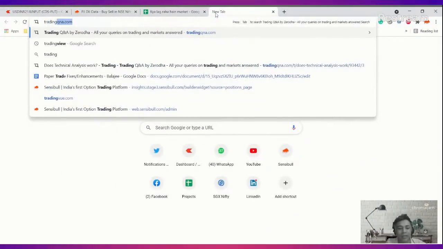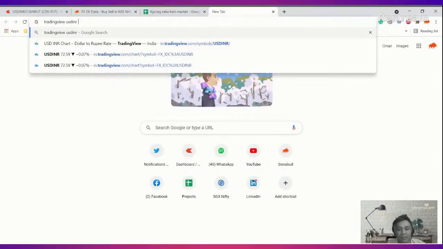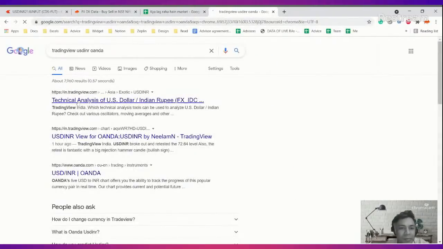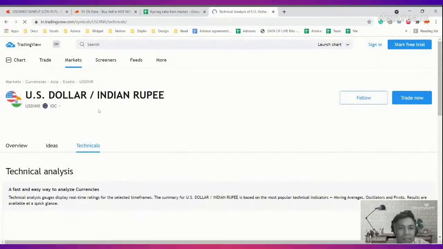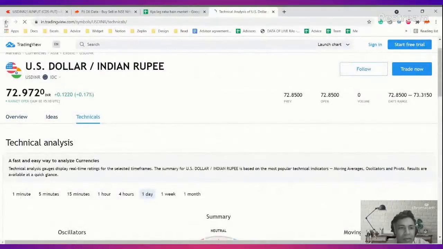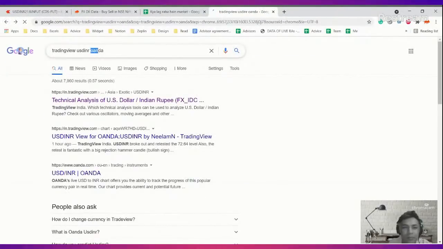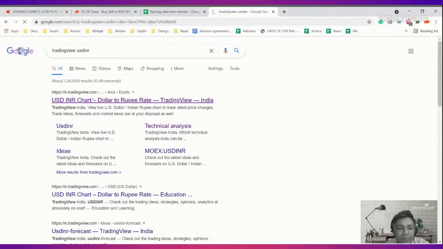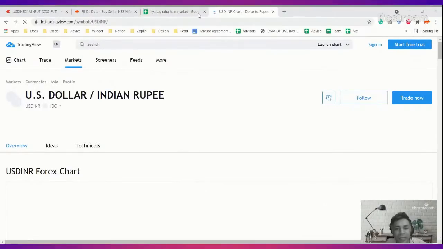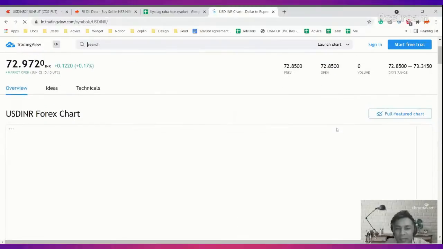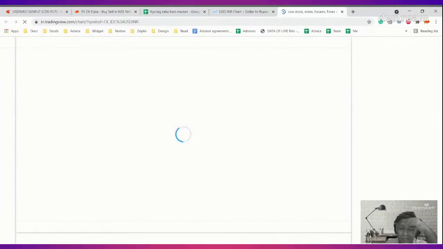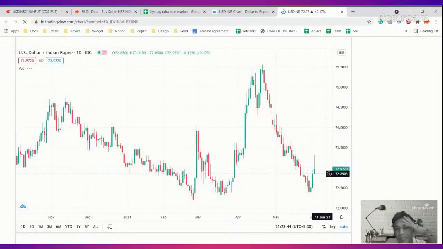But we can quickly look at the TradingView, USDINR. Quickly keeping a check on time, it's 12 minutes. Dollar is at 72.97 on spot, which is roughly 73.30 on futures for today. And you can see this, right? This is the spot chart.